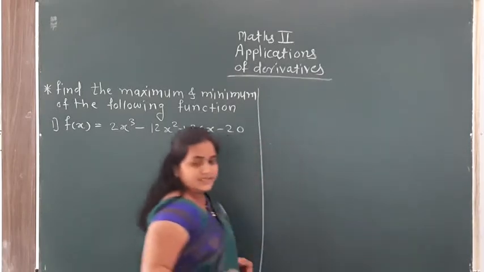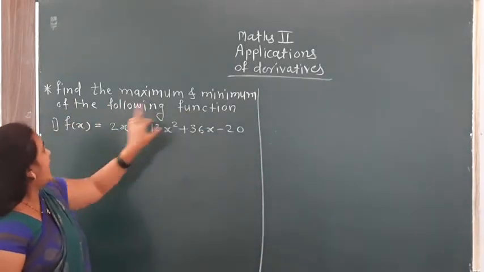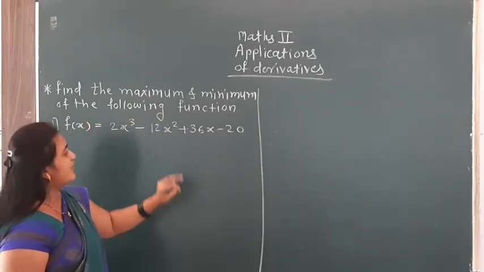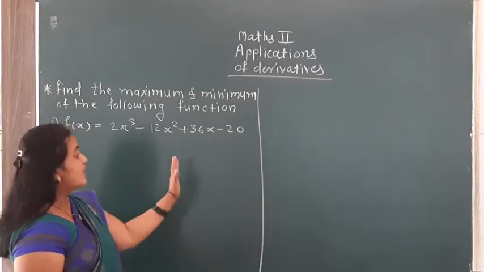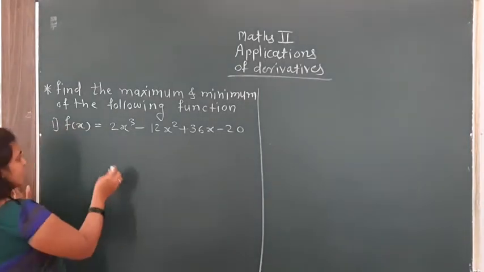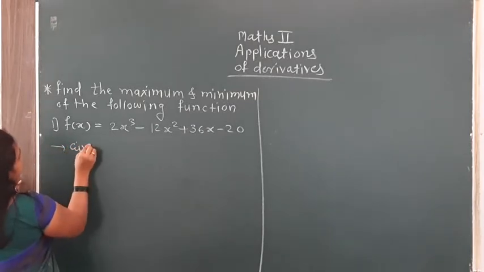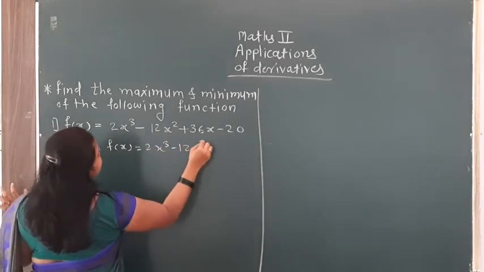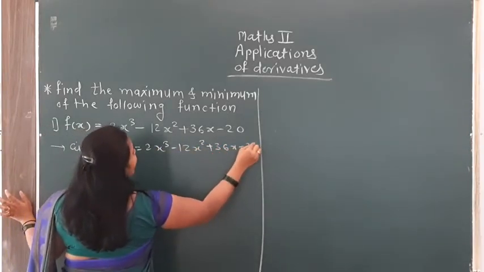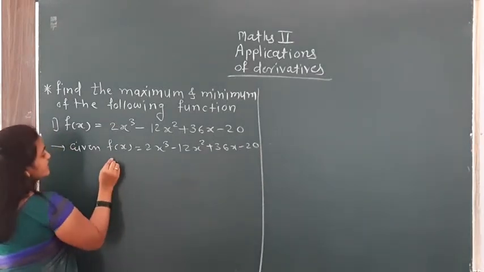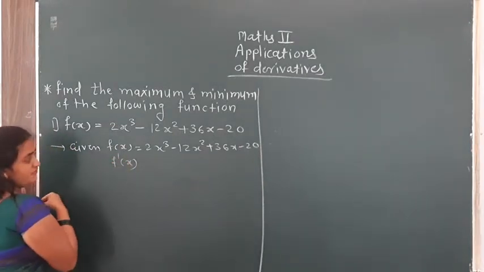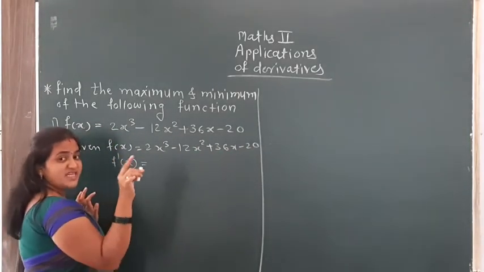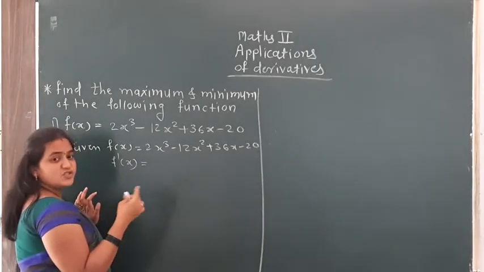Okay. So we can solve some examples based on the second derivative test. My example is: find the maximum and minimum of the following function. f of x is equal to 2x cube minus 12x square plus 36x minus 20. We can find the first derivative. Given f of x is equal to 2x cube minus 12x square plus 36x minus 20, we find f dash of x. We use the standard x raised to n formula.